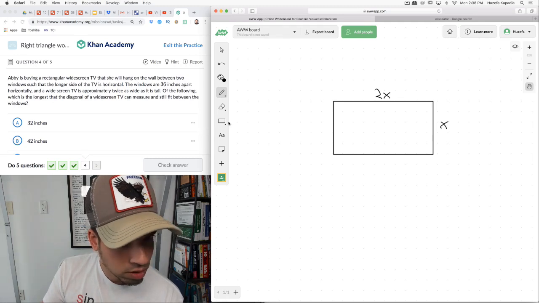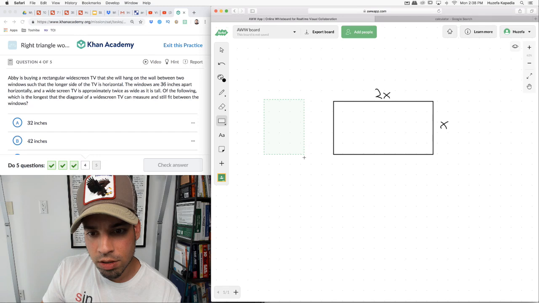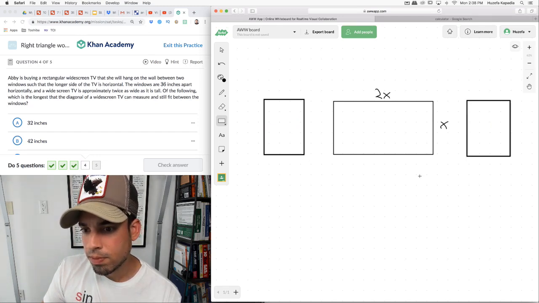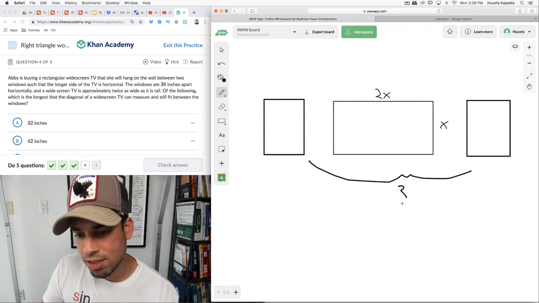The windows are 36 inches apart. So let's say we have windows here, like this, and like this. Okay, and this distance is 36 inches.